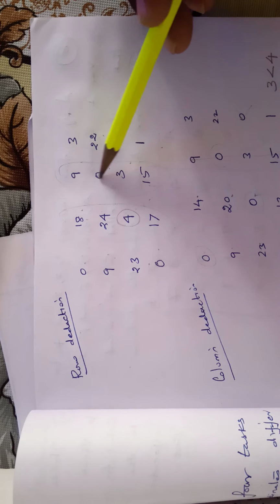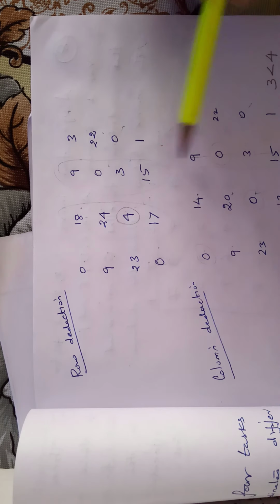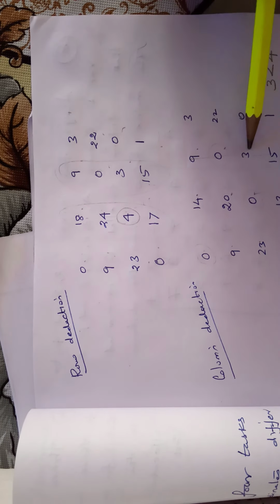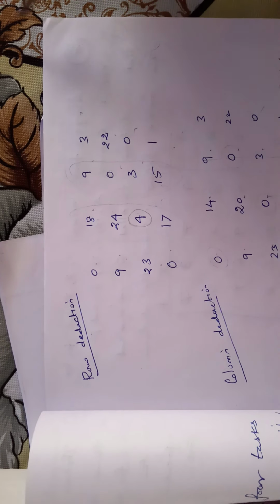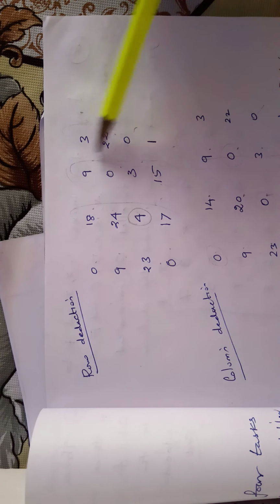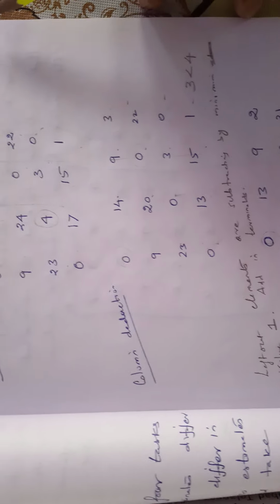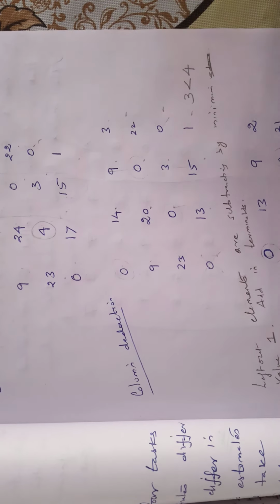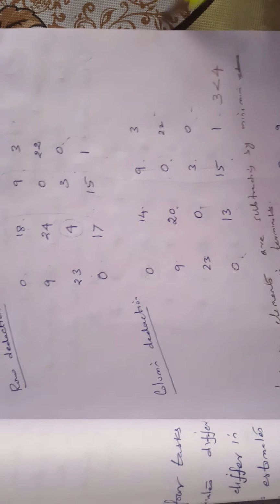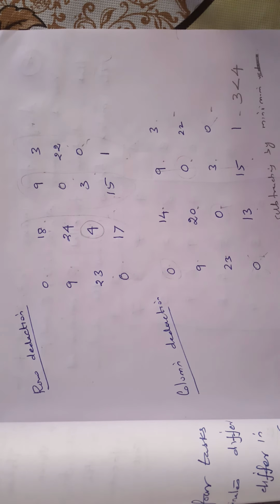The third column, 0 is the minimum value. So write it as 0, 9, 0, 3, 15. And the fourth column, 0 is the minimum value. So write in the similar manner 3, 22, 0 and 1. So this is the column reduction.